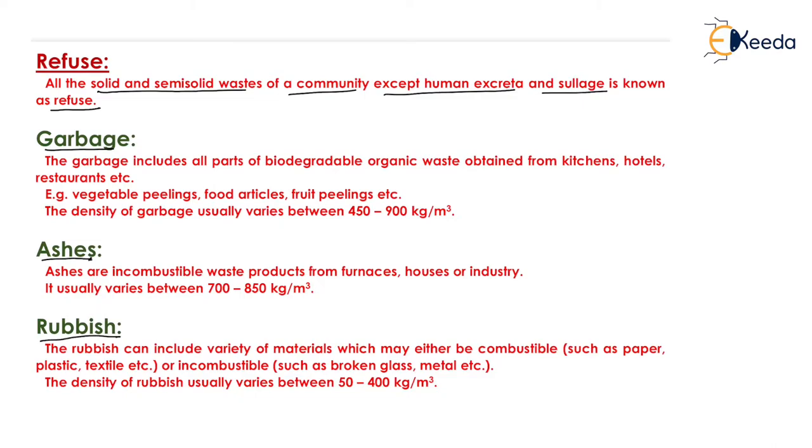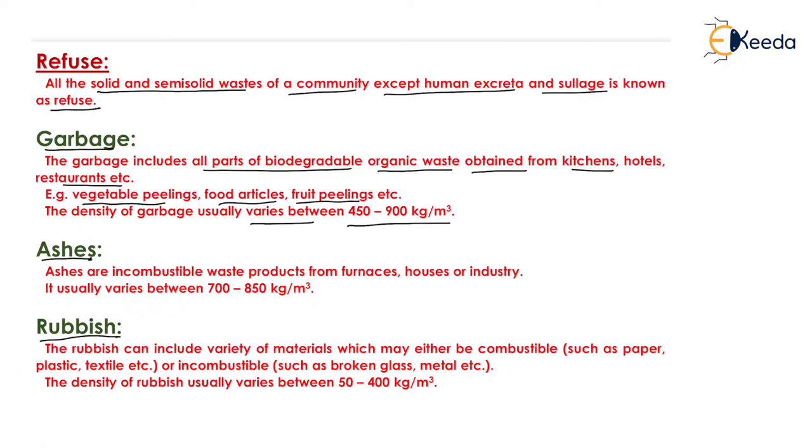Now what is garbage? Garbage includes all parts of biodegradable organic waste obtained from kitchen, hotels, restaurants, etc. It means that garbage will include all the types of biodegradable organic waste obtained from the kitchens, hotels, restaurants, etc. Now, what are the examples of garbage? Vegetable peelings, food articles, fruit peelings are the examples of garbage. Now, the density of garbage usually varies between 450 to 900 kg per meter cube. That is the garbage.